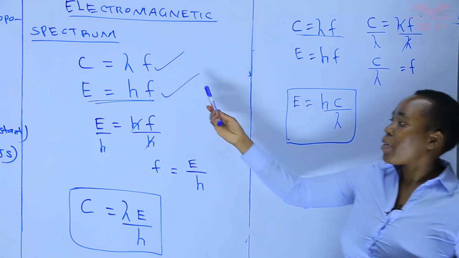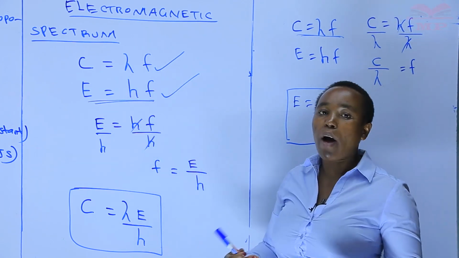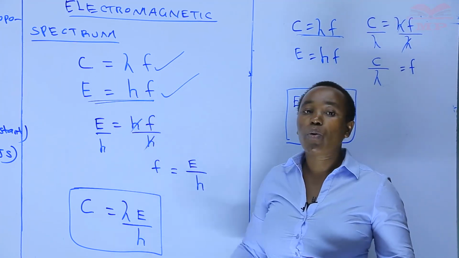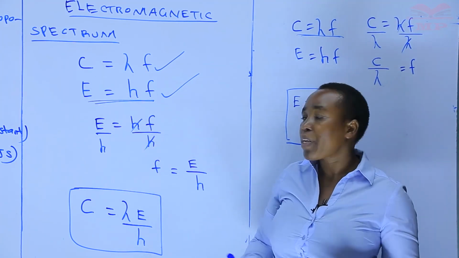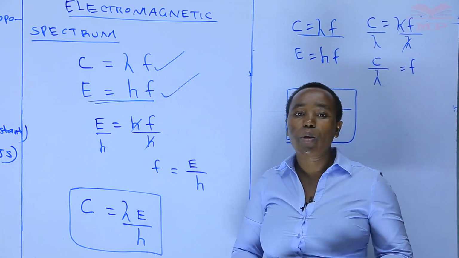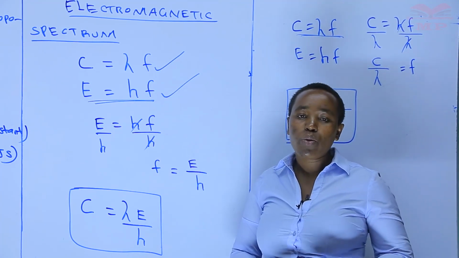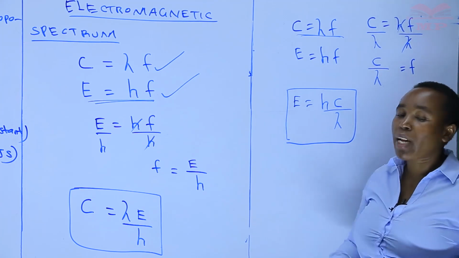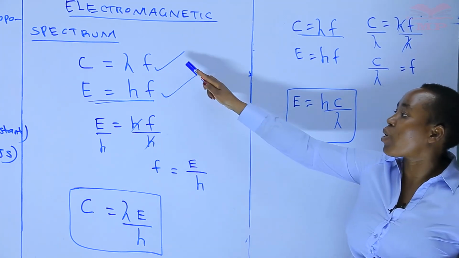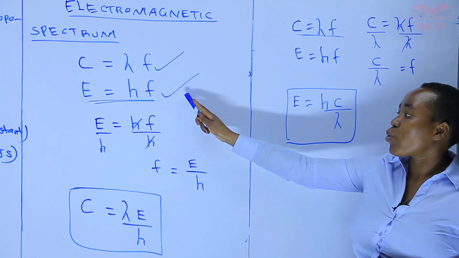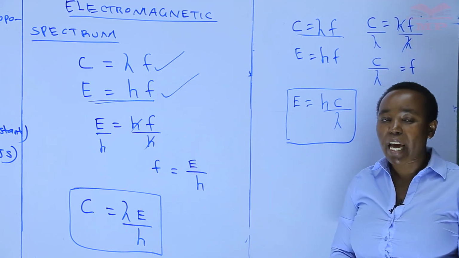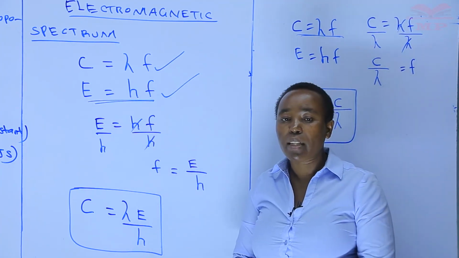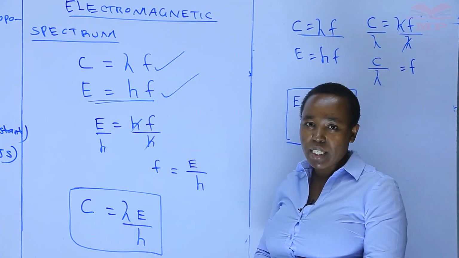So from this, we can get the wavelength of an electromagnetic wave, or the frequency. We can also calculate the energy, and we can also be given all the others and be told to calculate the Planck's constant. So I want us to get into questions. Those are the formulas that we are going to use: the wave formula, and also the formula relating energy and frequency, which is E equal to Planck's constant multiplied by the frequency.